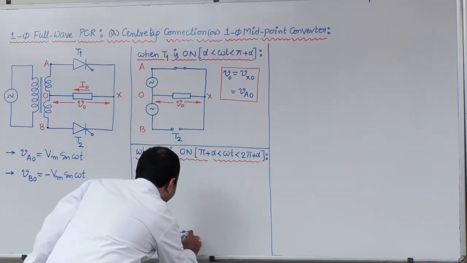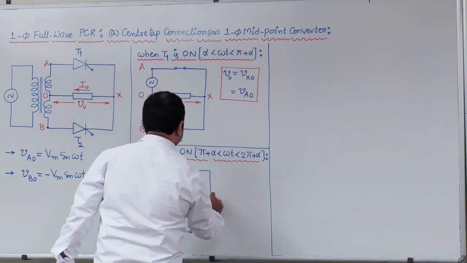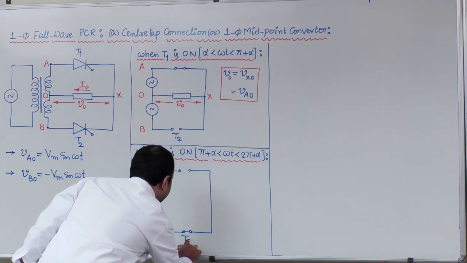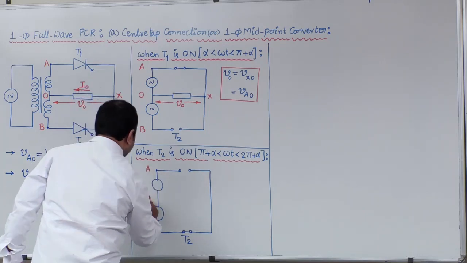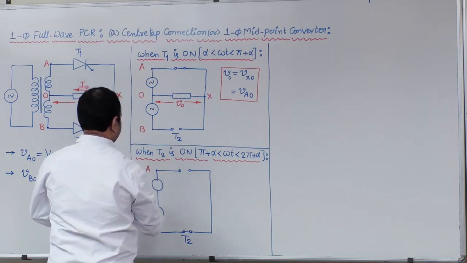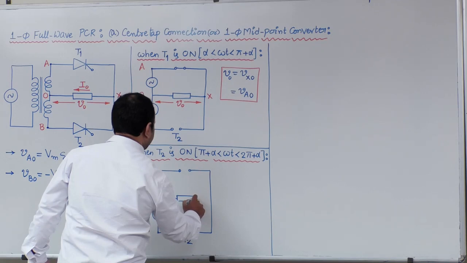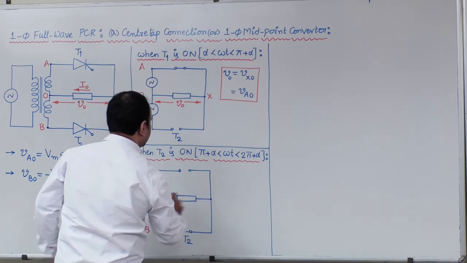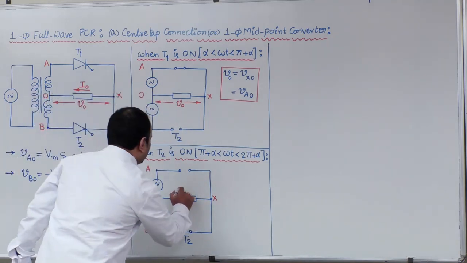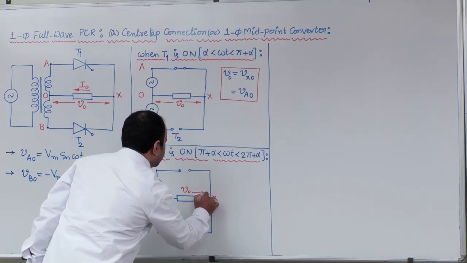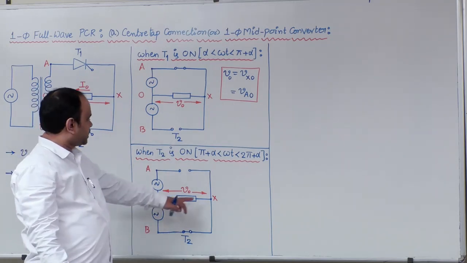Now T2 device is turned on, and what happens to T1, we'll see that next. Okay, this is T2 device. So here source terminals, this is A, this is O, and this is B. These are sinusoidal sources. So load is given here, and this is x. Now V naught, that is measured across the terminals x and O.